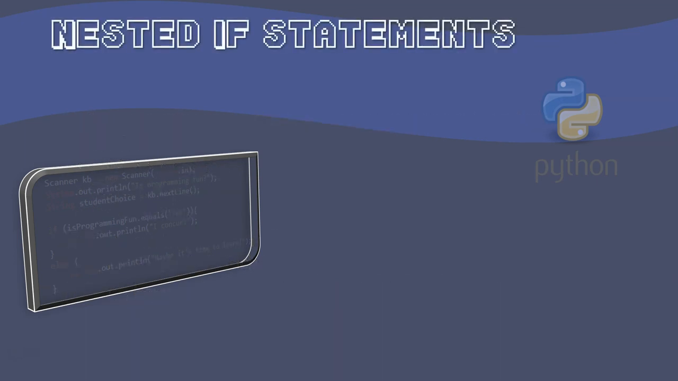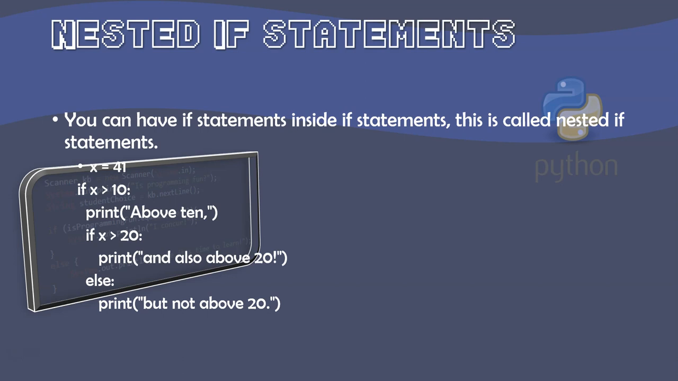Now with nested if statements, we of course can put if statements inside of other if statements. And of course these are our nested if statements. So if we have, for example, this example, we have if x is greater than 10, we're going to print above 10. If x is greater than 20, we're going to print also above 20, otherwise, but not above 20. So again, a very simple demonstration for a nested statement. Nothing that we shouldn't really expect.